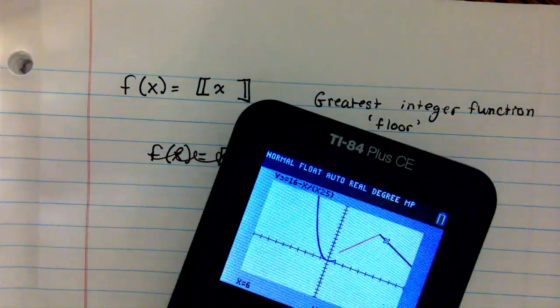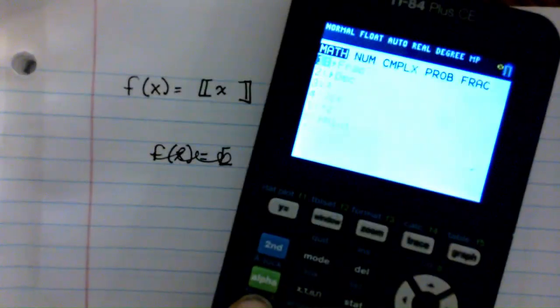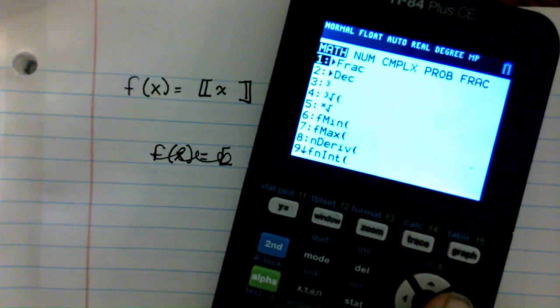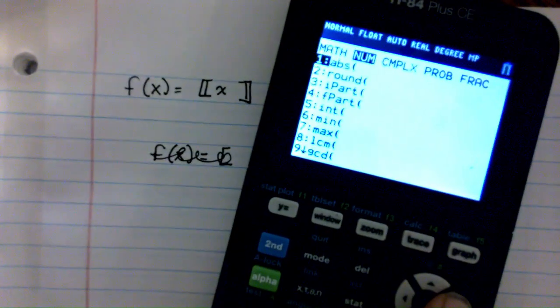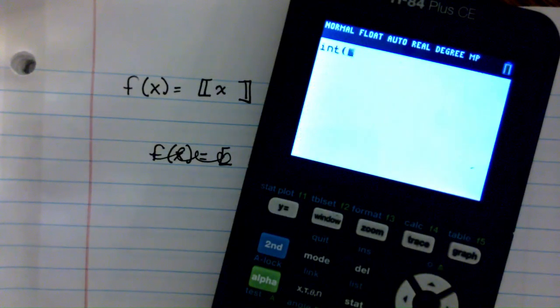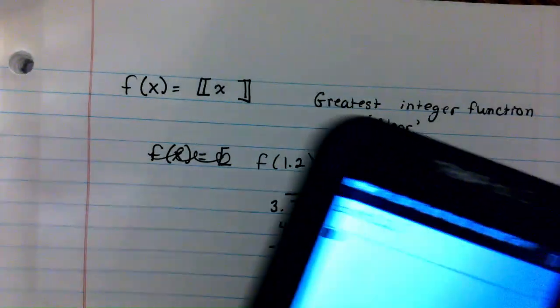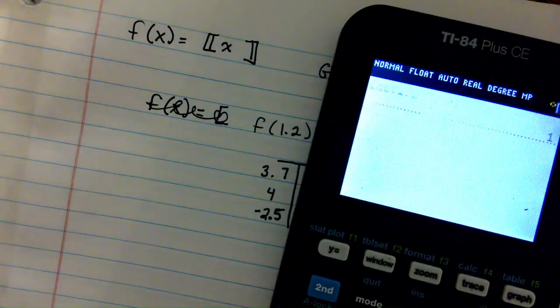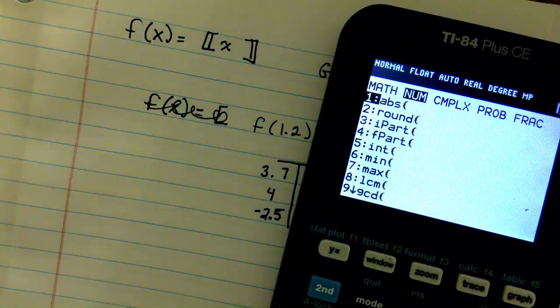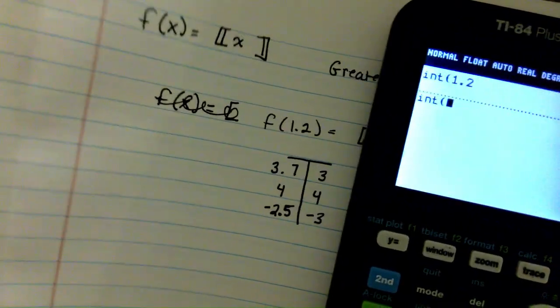So our calculator can do this. In your math window, if you hit the math button and you arrow over to number, it's that menu number 5, int. So if we utilized 1.2, it was 1, right? So math, arrow over, number 5. Our next one was 3.7, right?